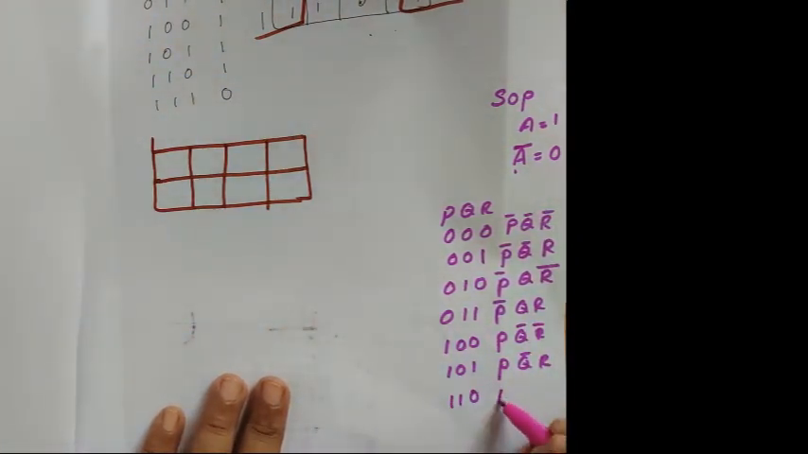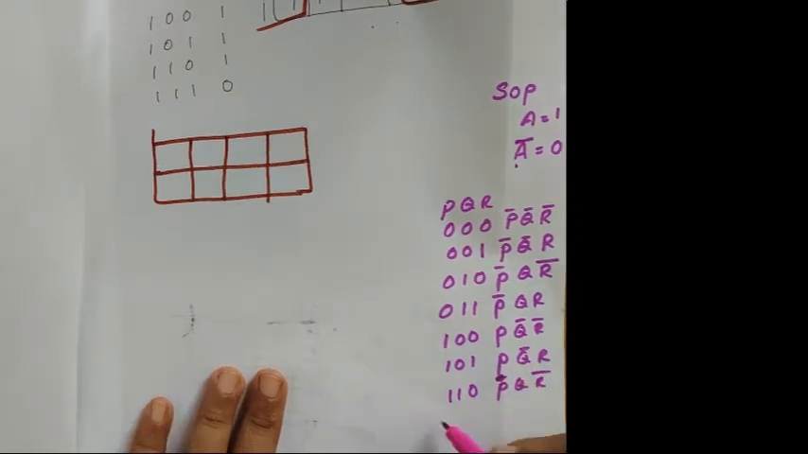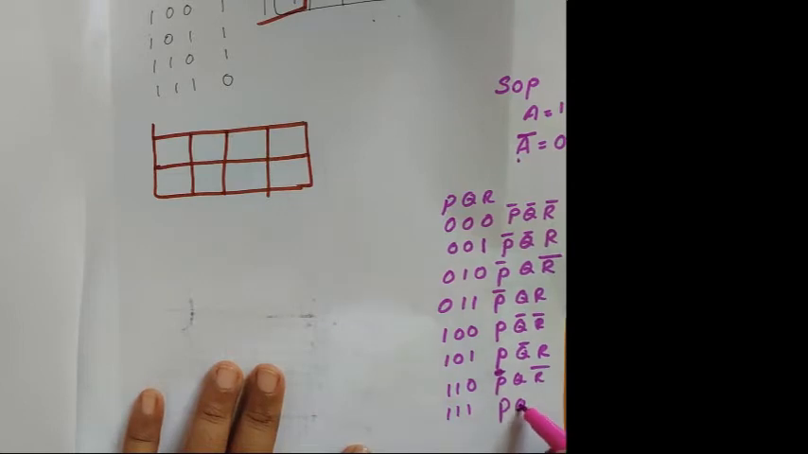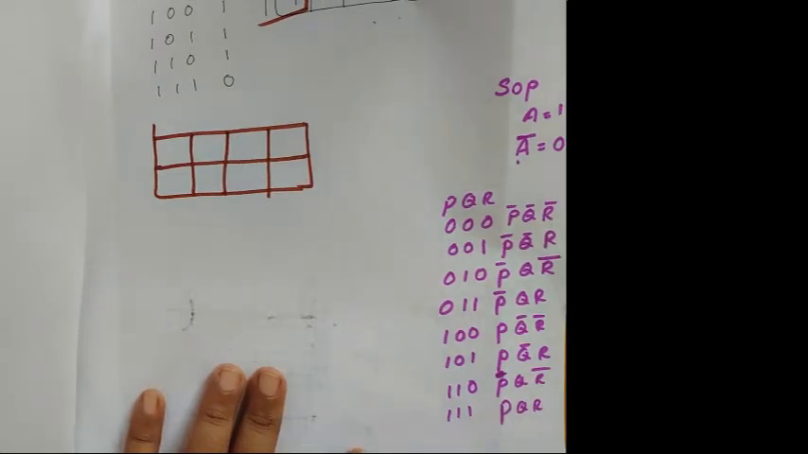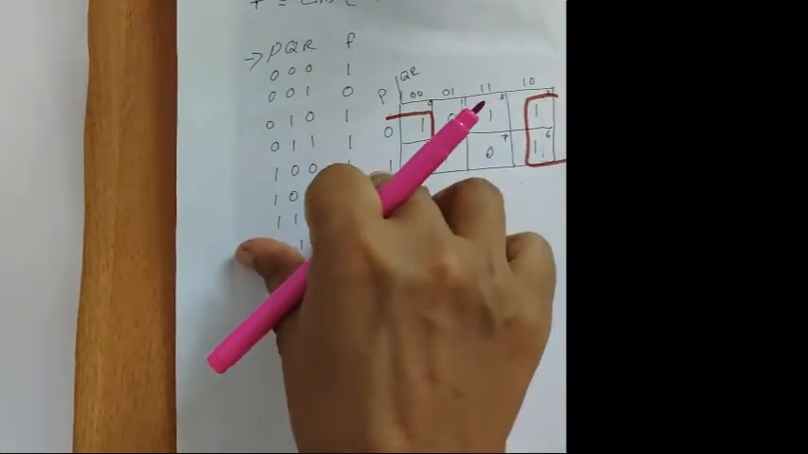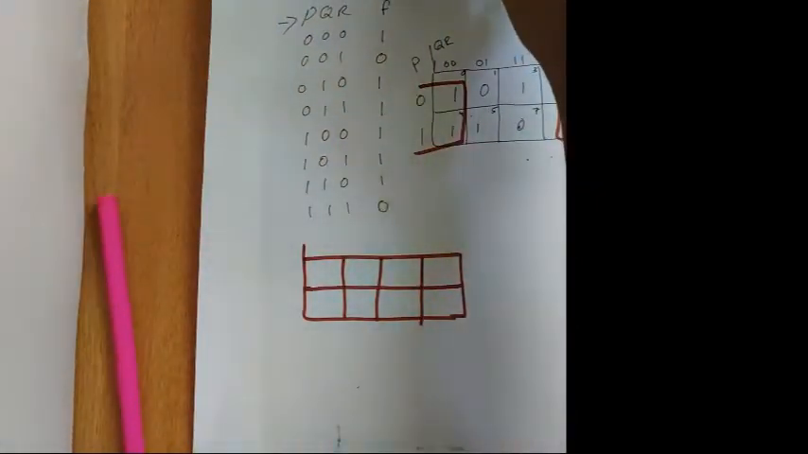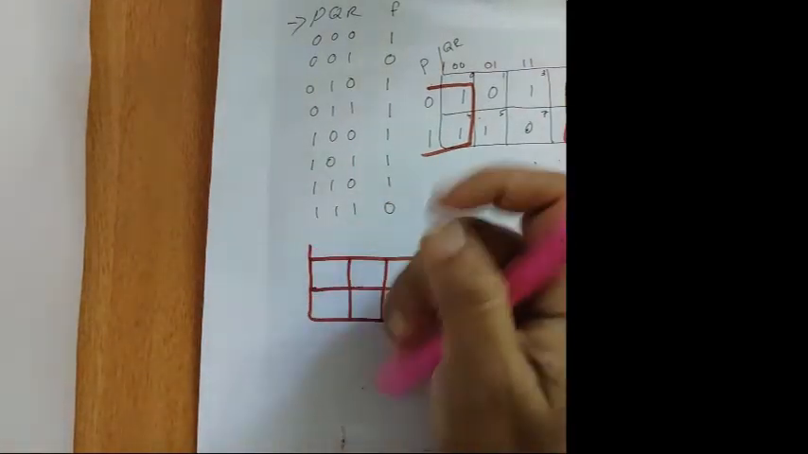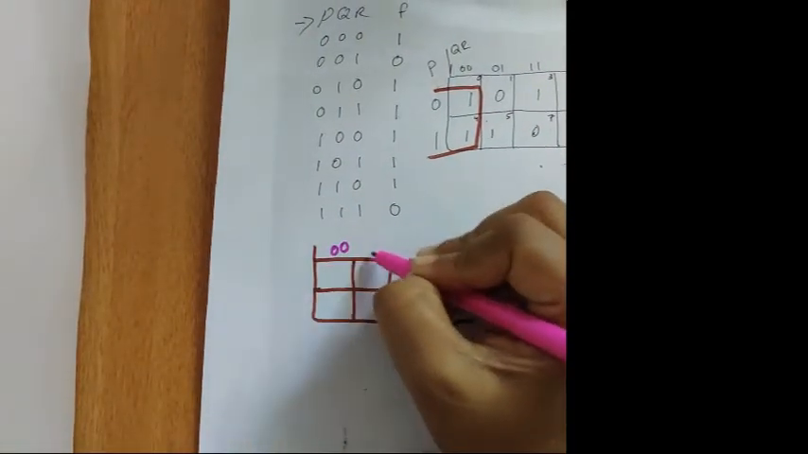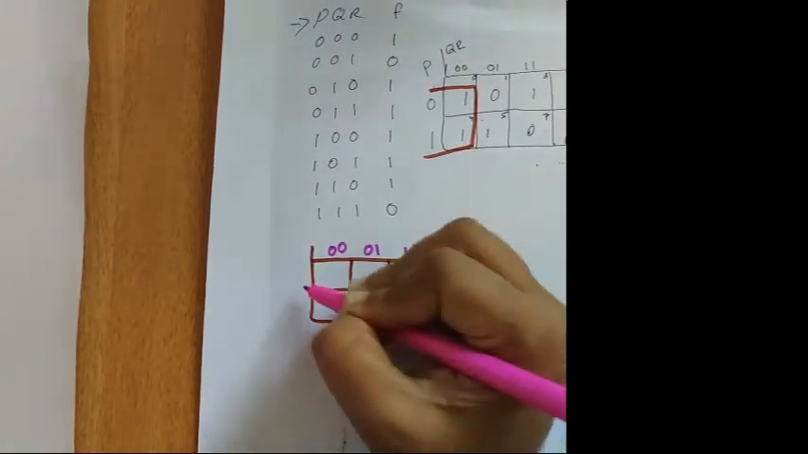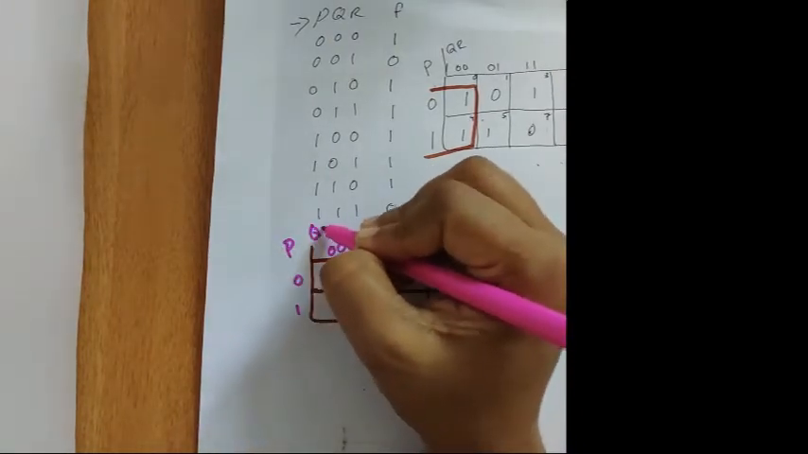1, 1, 0: P, Q, R bar. 1, 1, 1: P, Q, R. Okay, this is the way we are representing this expression. So if I am giving 0, 0, 0, 1, 1, 1, 1, 0, 0, 1 over here, this is P, this is Q, R.